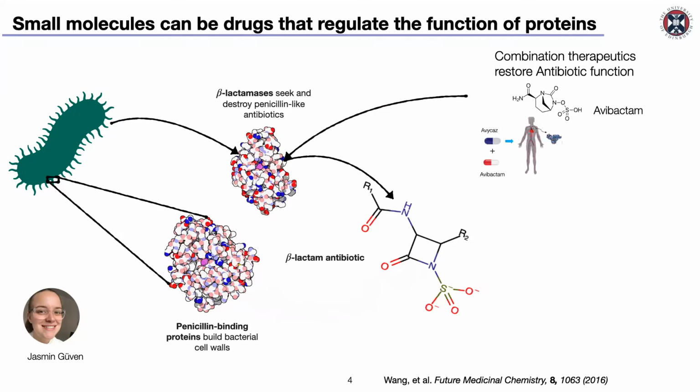One way of counteracting this is by designing new drugs that, for example, inhibit these beta-lactamases. You can think of giving a combination therapeutic, which is a beta-lactamase inhibitor and your antibiotic. One example of this is avibactam, which was developed by AstraZeneca. That's kind of cool. But in general, here is an example of how a small molecule can very specifically interact with a protein and regulate its function, and as a result, well, cure disease for us.